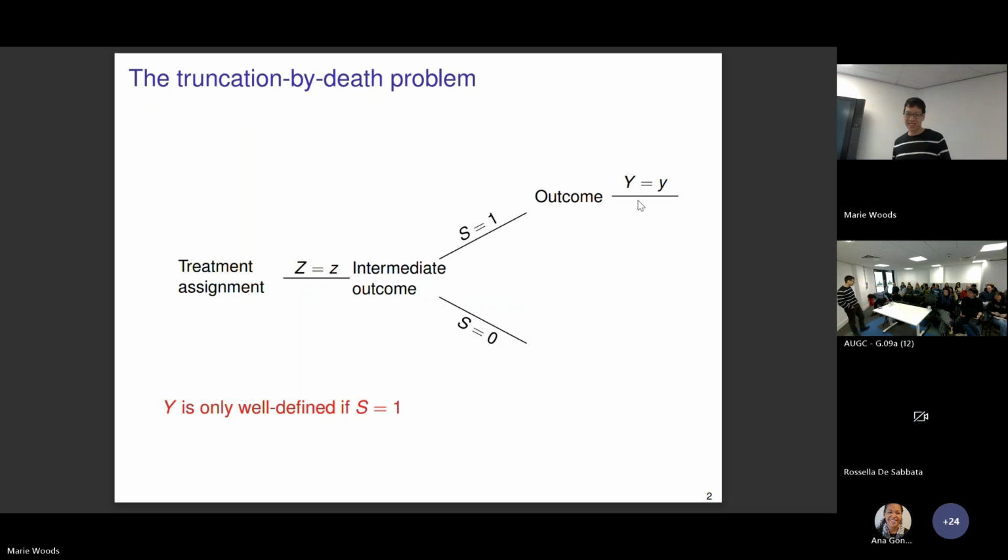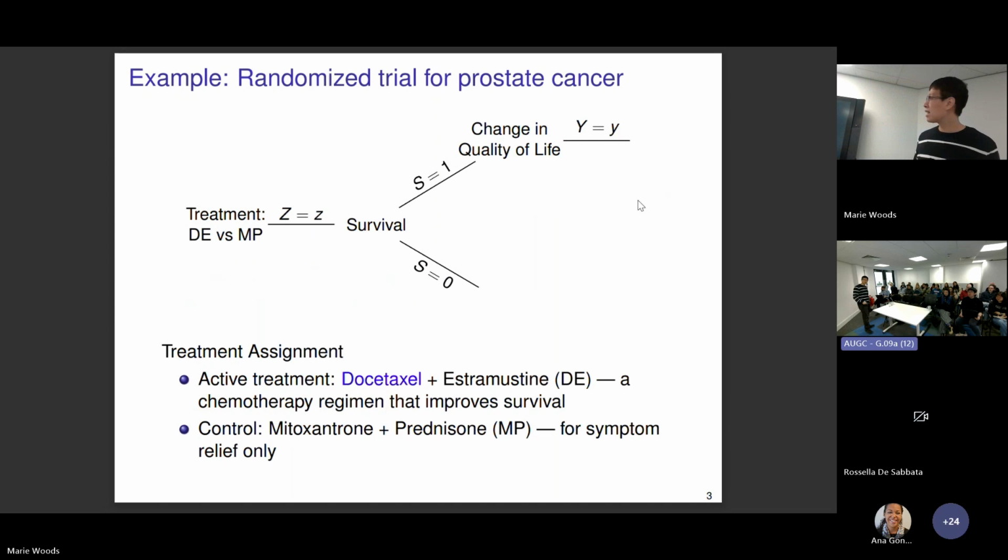Anyway, so we have two outcomes here, the intermediate outcome S and our final outcome of interest Y. And the complication here is that Y is only well defined if the intermediate outcome S takes a certain value, for example, S equals 1. Okay, so to make this more concrete, let's look at a particular example.